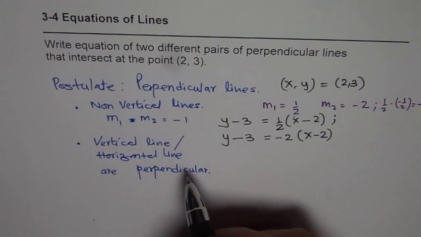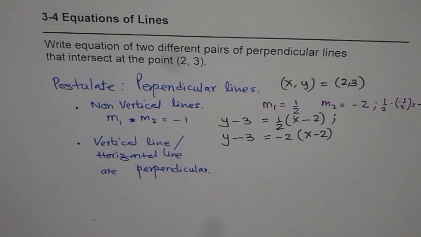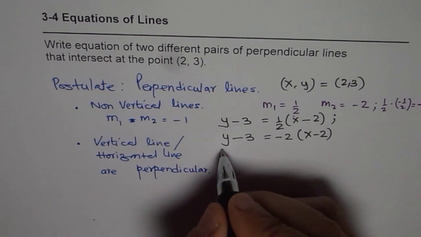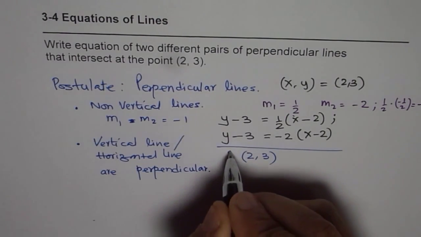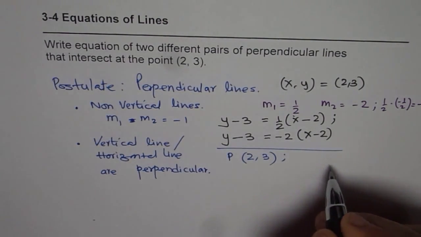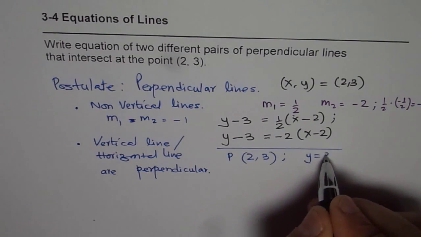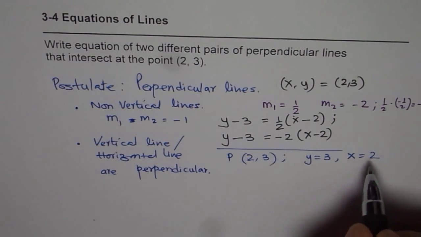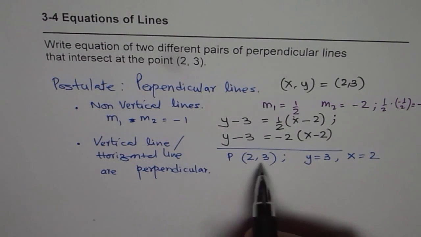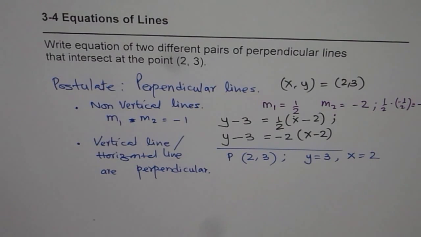The second one is we can think about the horizontal and vertical lines, correct? So if you are thinking about horizontal and vertical lines, so what we have here is a point which is (2, 3), right? Let's say this is the point. A horizontal line will be y equals 3, and a vertical line will be x equals 2. And these two lines we know are always perpendicular, and they will intersect at point (2, 3). So that will be the equation of two different lines which will intersect at (2, 3) and will be perpendicular.